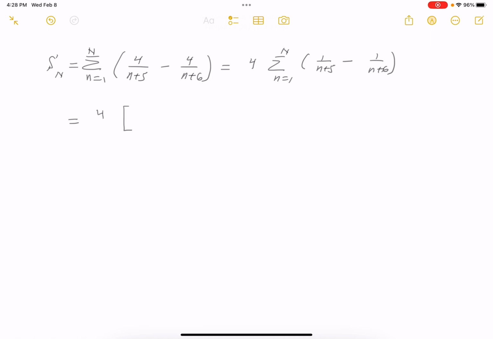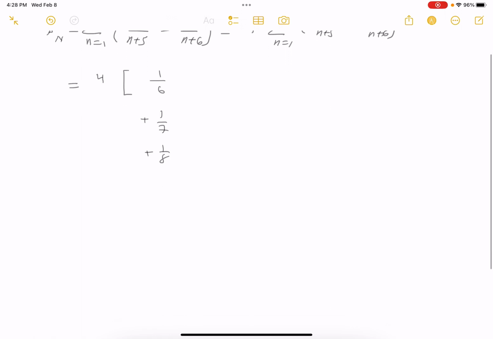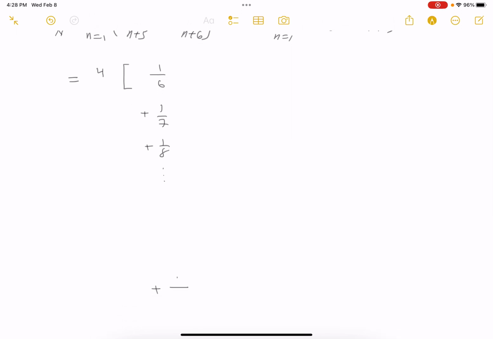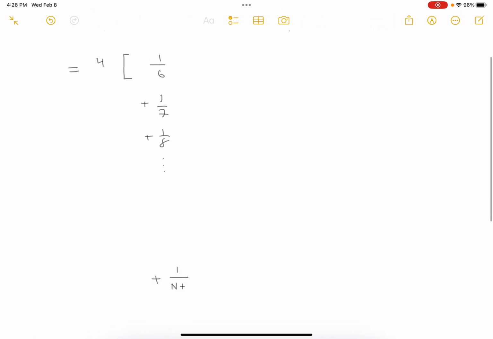I like to do one term at a time. The first term I'm going to do is 1 over n plus 5. If I'm starting at 1, I get 1/6. The next terms would be 1/7, 1/8, and so on, and I eventually get to the end. The end is going to be 1 over big N plus 5.